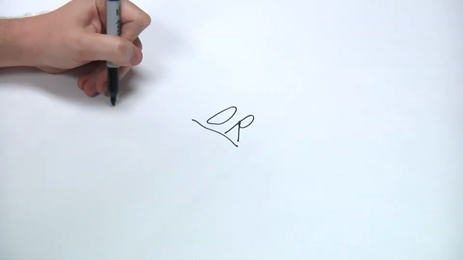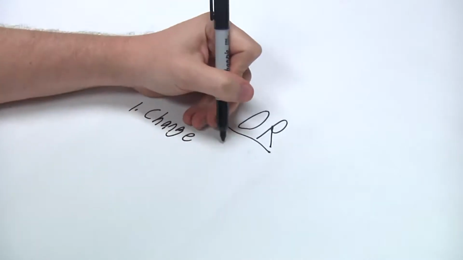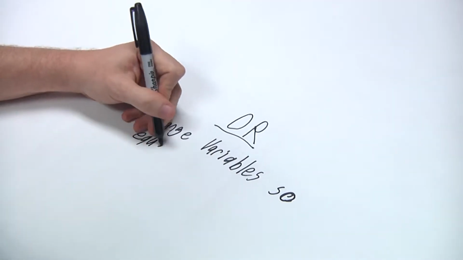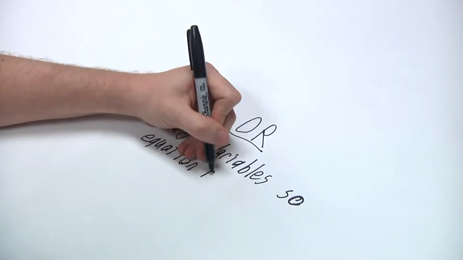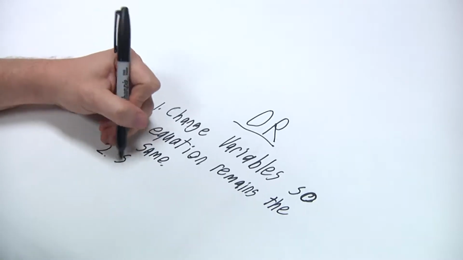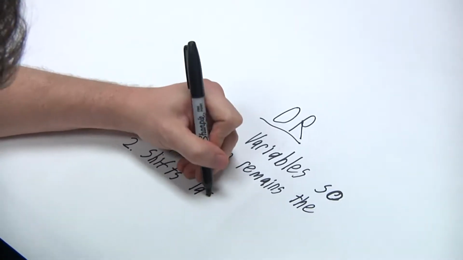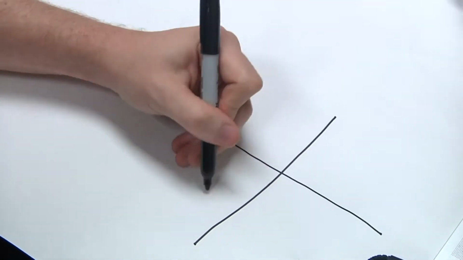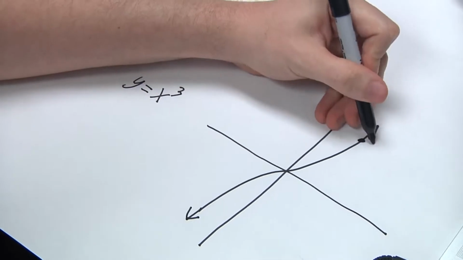Or, I have a completely original method that explains everything that you need to know about transformations in under 10 minutes with just 2 rules. 1. Change the variables. 2. Shifts last. The CVS method, and not the one that the pharmacy uses. Remember, the graph of an equation is the set of all points that make the equation true.